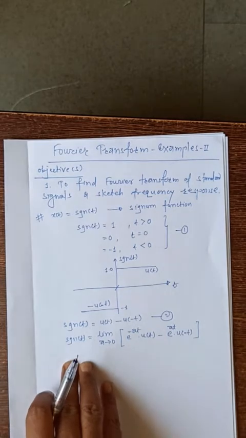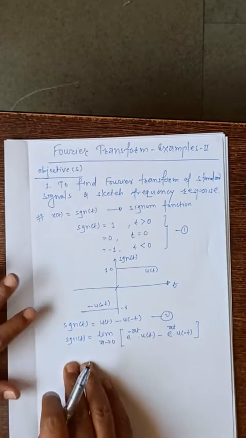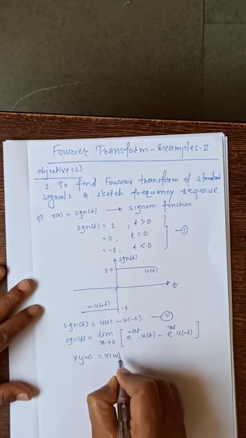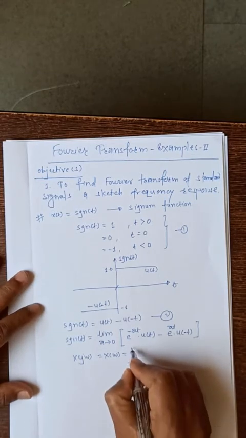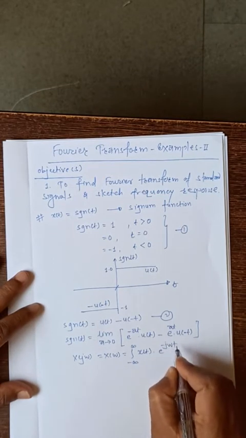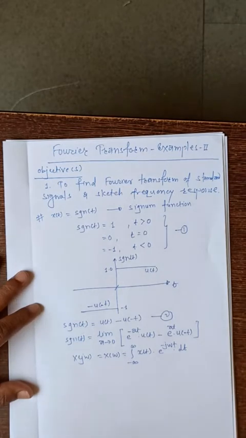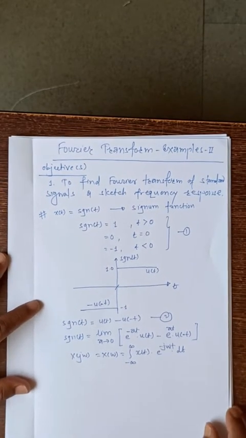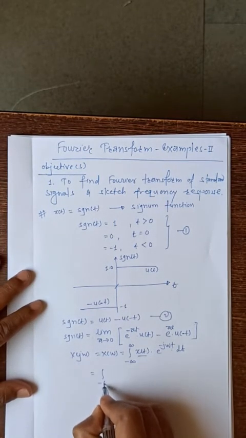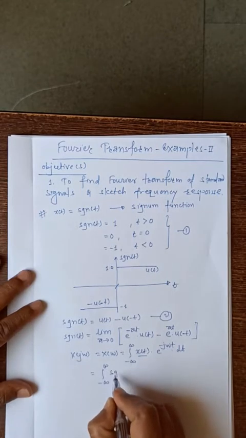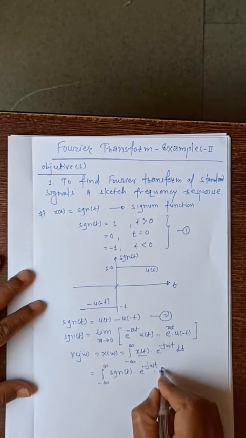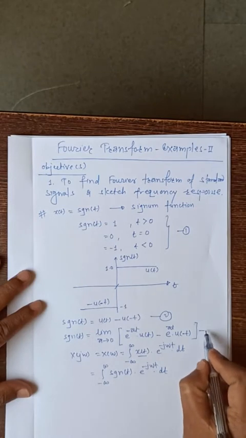Now we can find the Fourier transform of this. The Fourier transform, as we know, X(j omega) or X(omega), is equal to the integral from minus infinity to plus infinity of x(t) into e raised to minus j omega t into dt. That is the equation of the Fourier transform. Now put x(t) equal to sgn(t). That is the integral from minus infinity to plus infinity of sgn(t) into e raised to minus j omega t into dt. That will be equation number 3.